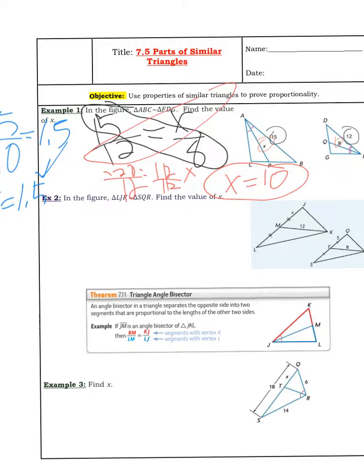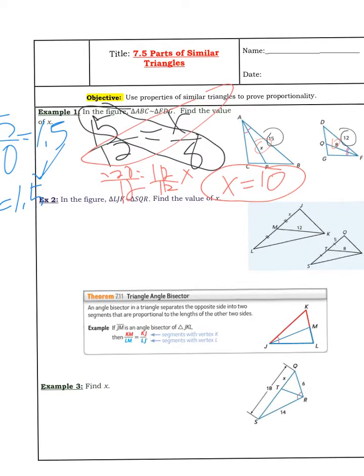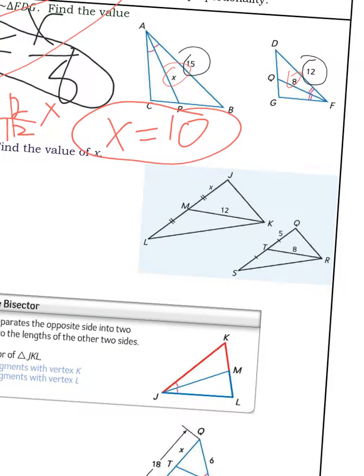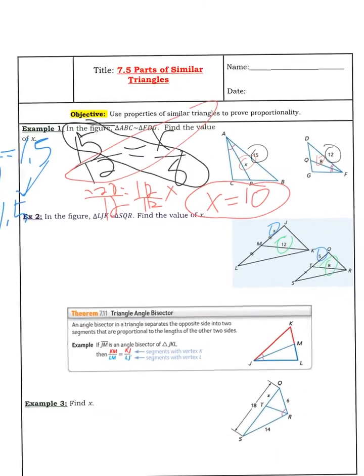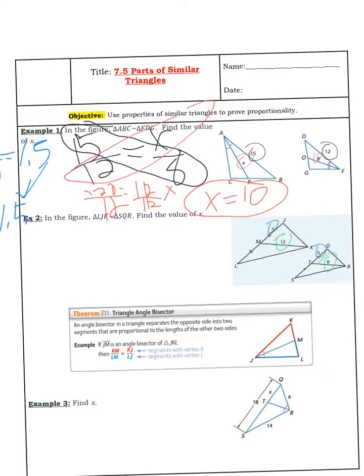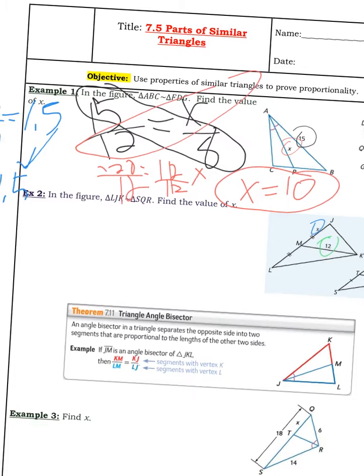Okay, let's look at example 2. X is going to correspond with 5, and 12 is going to correspond with 8. And so let's just set it up using x over 5 and 12 over 8. Again, maintaining the same order. I'm going from the left triangle to the right triangle. Let's not overcomplicate things.